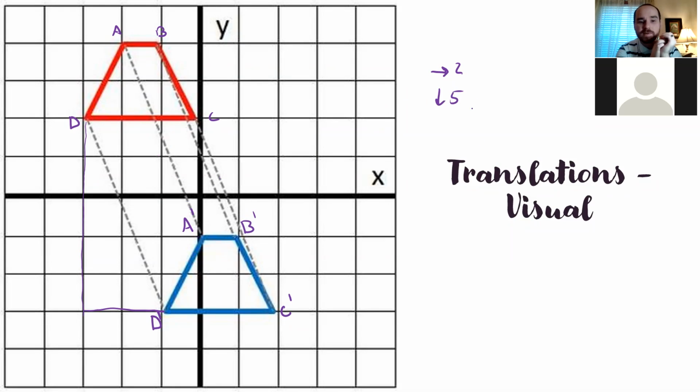Okay, so any questions about what translations look like? We'll talk about the math on how to do these tomorrow, but for today, you just kind of want to know what they actually look like.